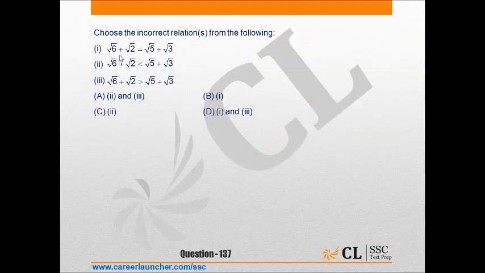For this question, it is always better to know the smaller root values. We know root 5 is 2.236, root 6 is 2.449, root 3 is 1.732 and root 2 is 1.414. So root 6 plus root 2 will give me 3.863 and root 3 plus root 5 will give me 3.968. I know this value is a higher value, so only this statement is correct. That means this is wrong, this is wrong, so answer is this.